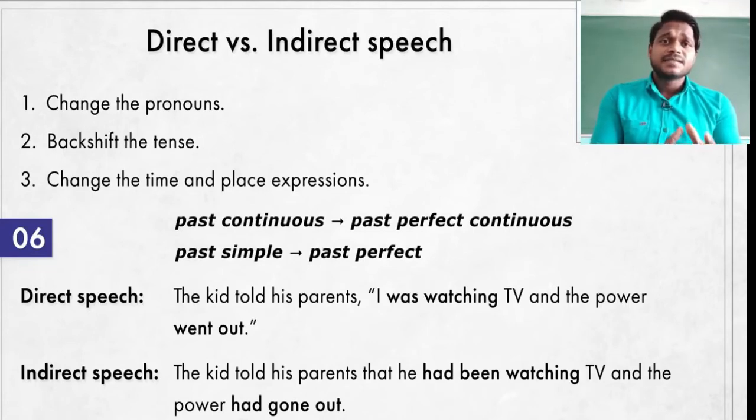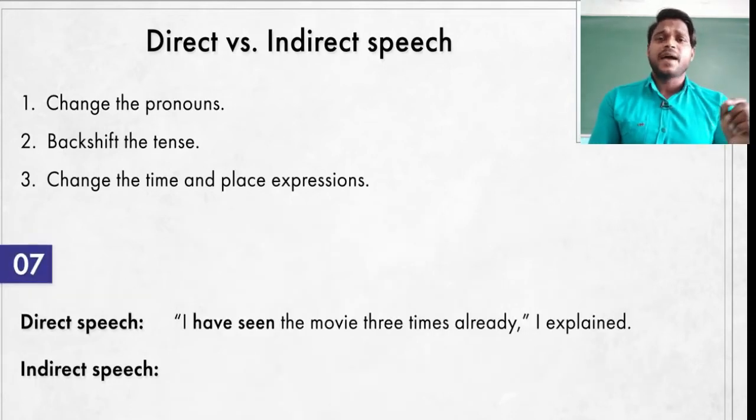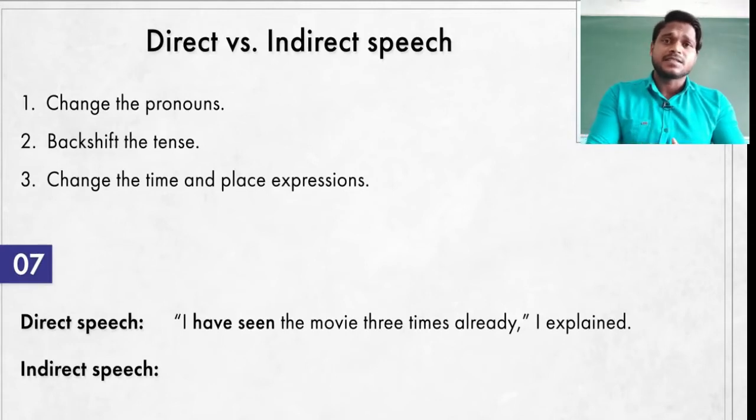This is how the 7th sentence comes: I have seen the movie 3 times already, I explained. So I explained that I had seen the movie 3 times already. It means that it changes to the past perfect. The sentence moved to the past perfect.